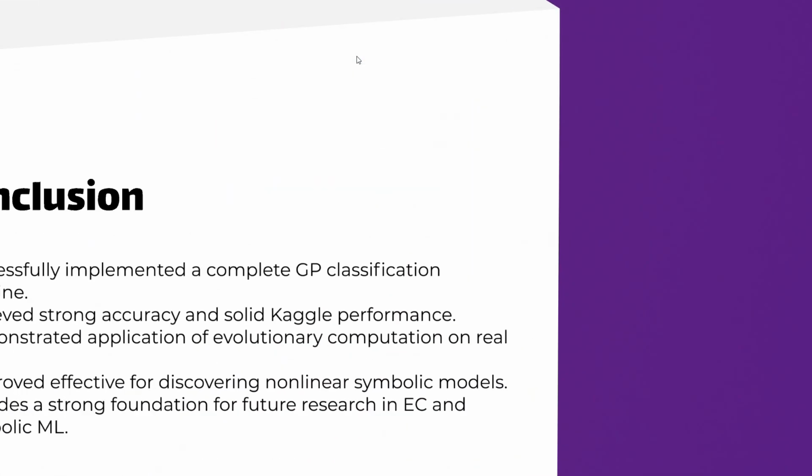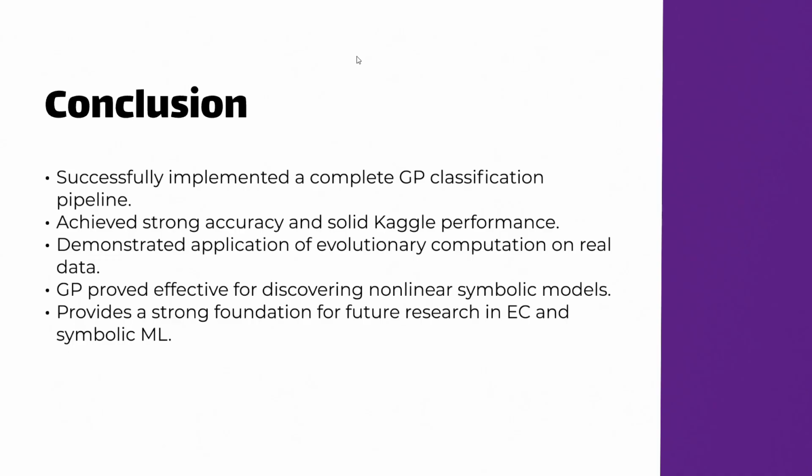To conclude, we have successfully designed and implemented a full genetic programming pipeline for income prediction. Our model achieved strong performance, both in terms of training accuracy and Kaggle evaluation. This project allowed us to work deeply with evolutionary computation techniques, symbolic modeling, and pre-processing workflows for real world data. Overall, GP proved to be a powerful tool for our classification tasks, requiring creativity in model structures.